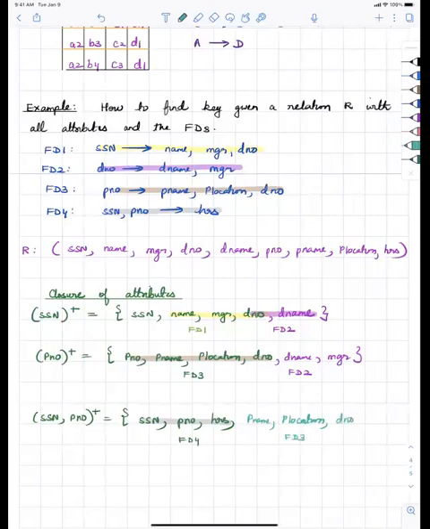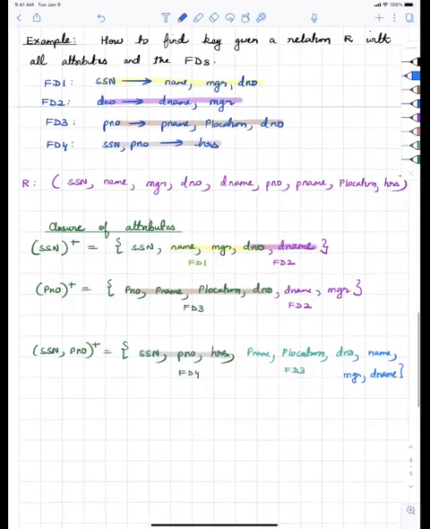So FD3 comes in because we already have P number, and P number determines all of these. And then from social security number, we have name, and then we have manager, and then we have D name. Okay, and that's FD1. So if you use SSN and P number together, you can get all the attributes.